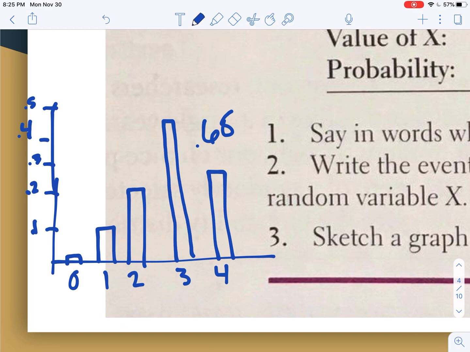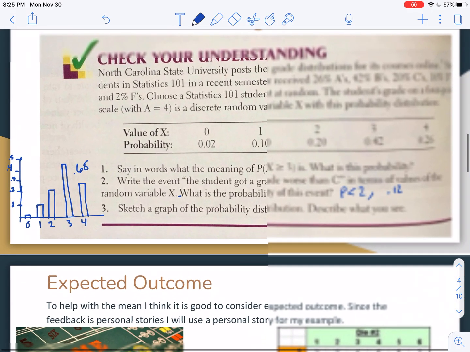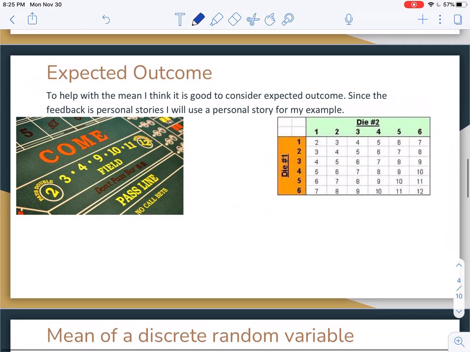Now we're going to talk about expected outcome, and to help with the mean, I think it's good to consider the expected outcome. And I've gotten the feedback from you guys that you love personal stories in these notes. So we'll go back to gambling.